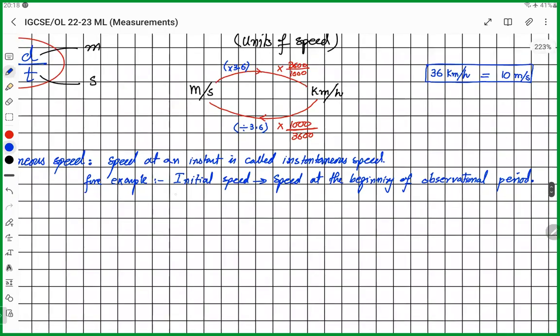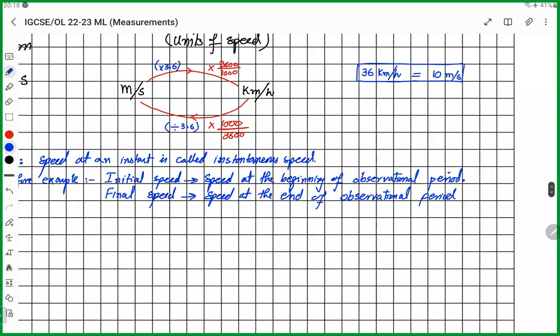What is final speed? Final speed is speed at the end of the observational period. Initial speed is represented by u and final speed is represented by v.